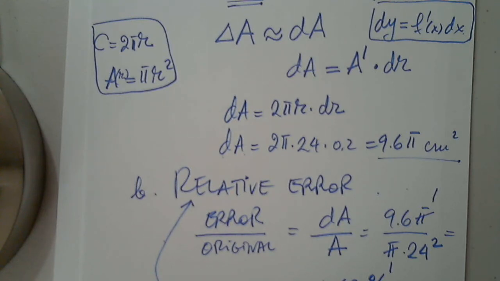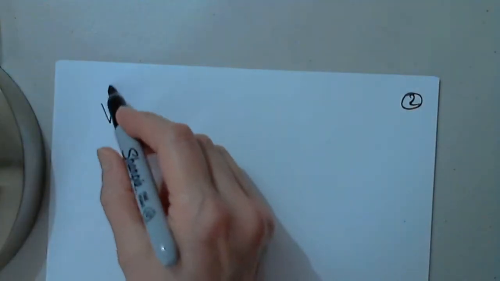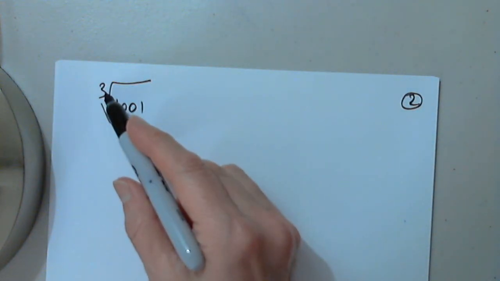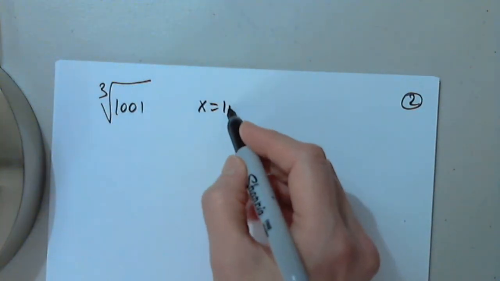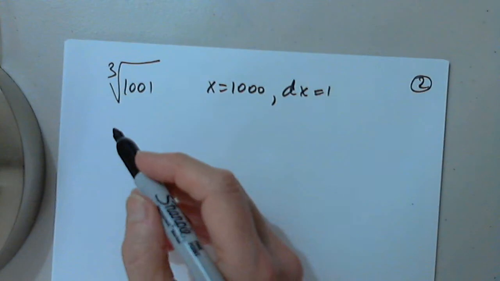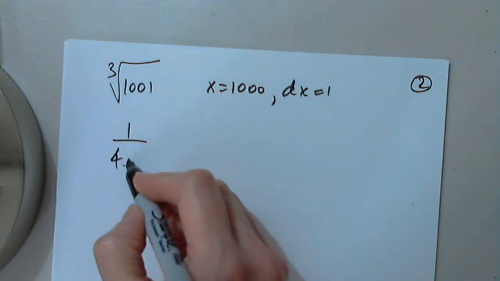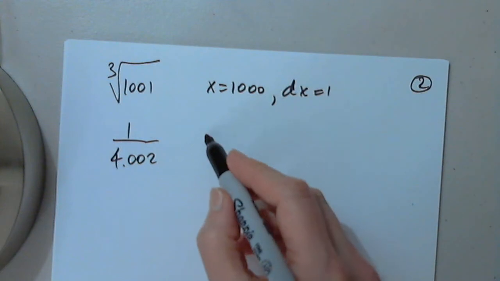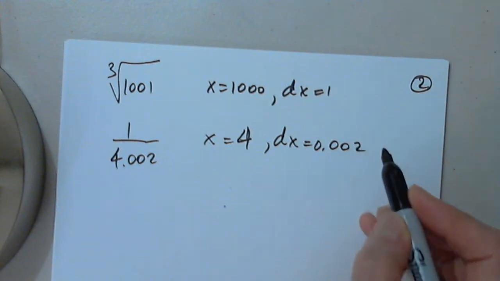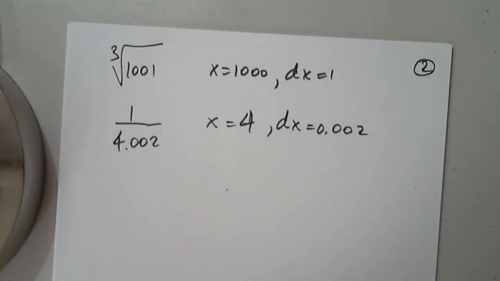So it depends on the function. It's a very good question. When we had the cube root of 1,001, then it's very clear because the function says so. Then x equals 1,000 and the minor error is 1. Now, if I have, for example, 1 divided by 4.002, then obviously x is 4 and dx is 0.002. So it depends on the function, it depends on the question.